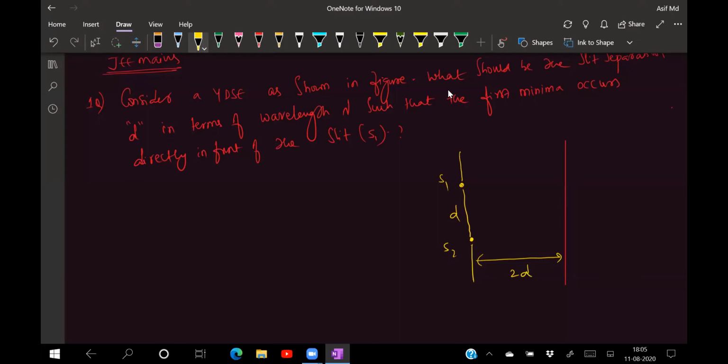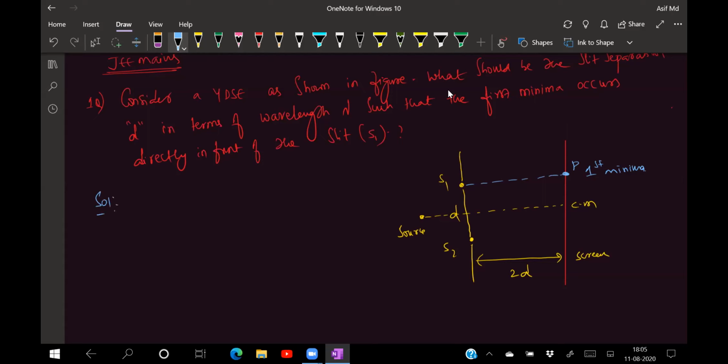And the small d is the distance between them. Somewhere here is your source, and this is the ray of light, the central maxima. So this one is nothing but your central maxima. This is your screen, and exactly opposite to S1, somewhere here, is a point P where I am getting the first minima. So this is the given question for us.